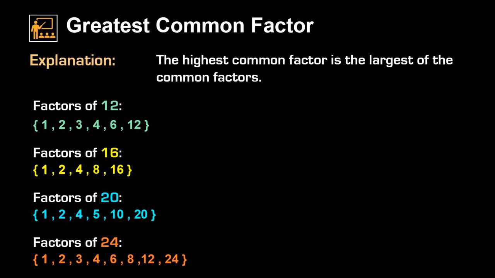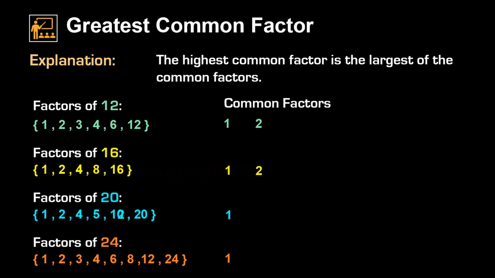The first thing we need to do is find the common factors, which means factors that are common to all 4 of these numbers, 12, 16, 20, and 24. So we start with 1, and we can see that 1 is a factor of 12 and 16 and 20 and 24. So 1 is our first common factor. And then we've got 2. We can see 2 is also a factor of 12, 16, 20, and 24. So 2 is our next common factor.